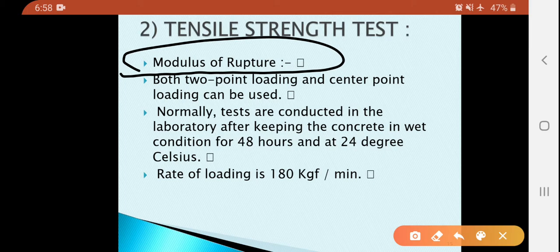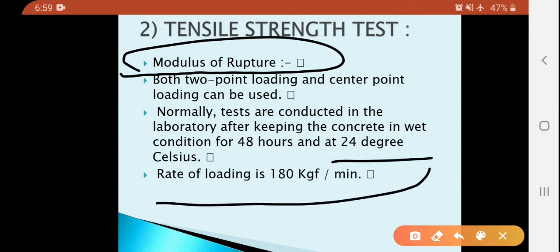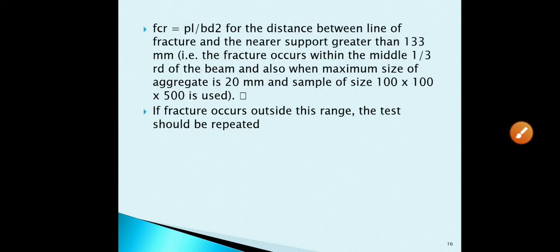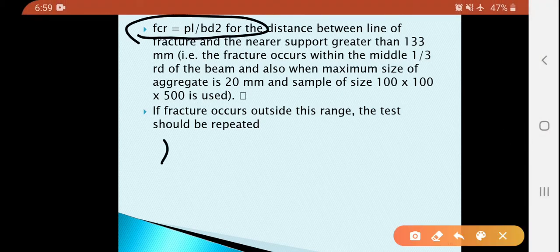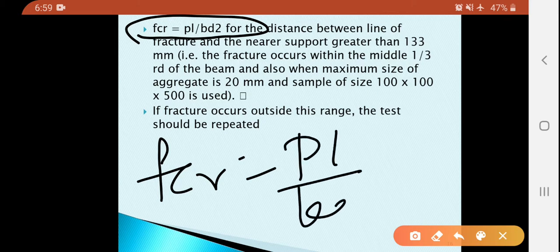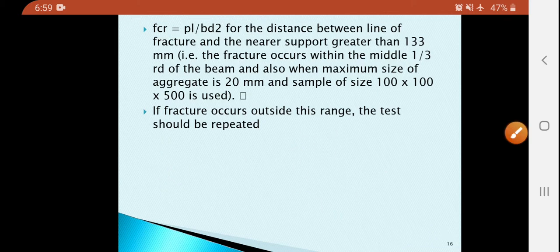If they ask what is the importance of this test? Normally these tests are conducted in the laboratory, keeping the concrete in a wet condition for 48 hours at 24 degrees Celsius. The rate of loading on the loading frame will be 180 kg per minute. Here we have the formula FCR equals PL divided by PD square.